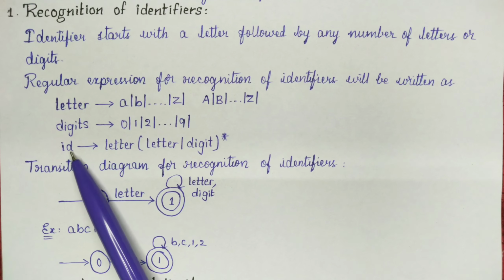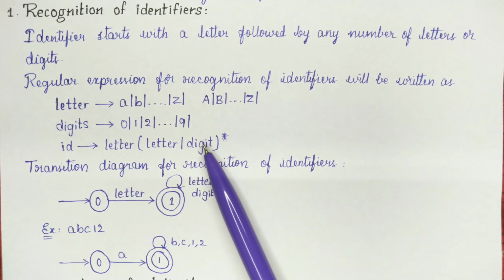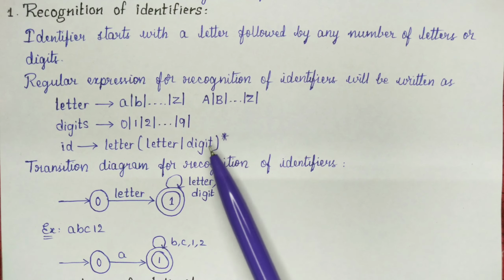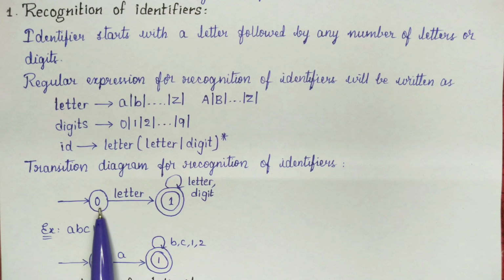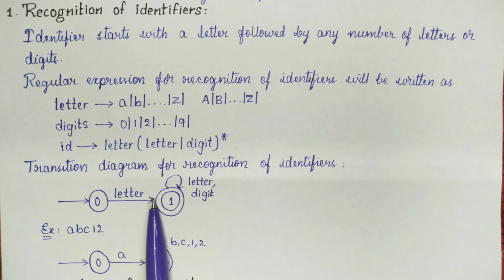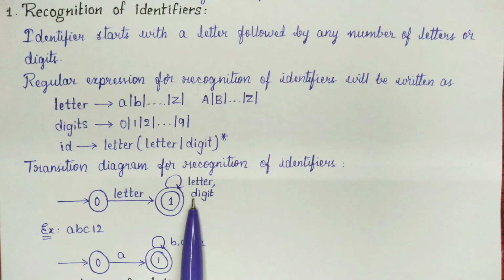And identifier ID produces a letter followed by any number of letters or digits, including star for 0 or more occurrences of this letter or digit. So let's start the transition diagram. The initial state is 0, and we draw an arrow pointing to it. If we apply letter on state 0, then we will get state 1. And if we apply any number of letters or digits on state 1, we can apply the self loop, and it is the final state. Final state is denoted by a double circle symbol.